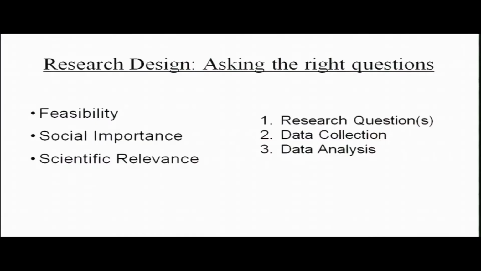And the third feature that you have to keep in mind in this respect is scientific relevance. So you have to ask research questions that are scientifically relevant, so that the question will help you to do social science research in a scientific manner. So these are the three key components, key characteristic features of crafting or designing any social science research, whether it's quantitative or qualitative or somewhere in between.